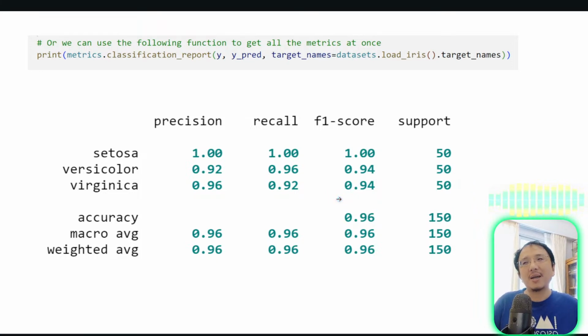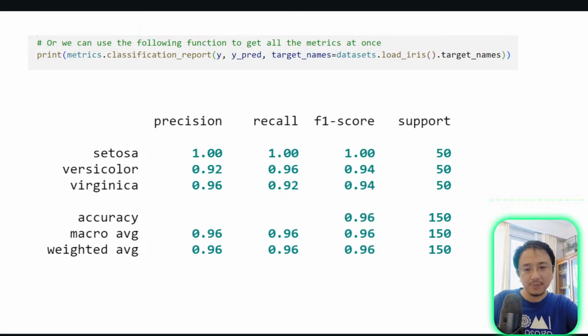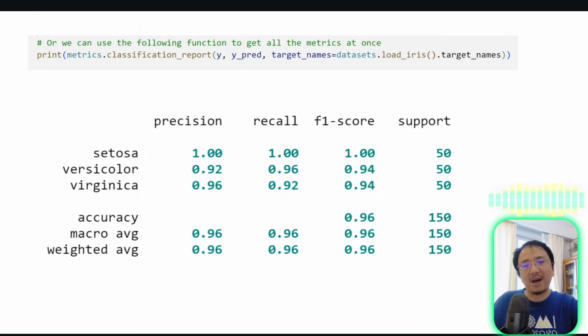Recall is also called the true positive rate, TPR, because the TPR or TNR, true negative rate, always consider the actually negative and positive case. So the TPR is equivalent to the recall. There are also the FPR and the FNR, the false positive rate and the false negative rate.